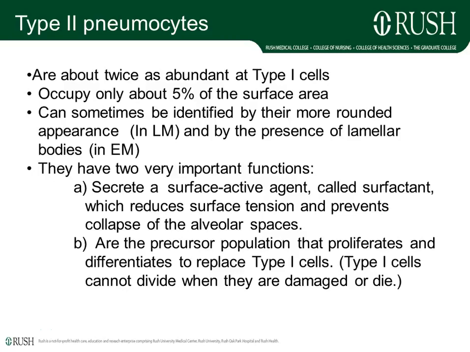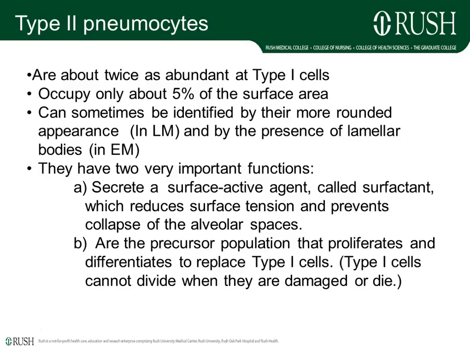Type 2 pneumocytes are actually about twice as abundant as type 1. However, they occupy only about 5% of the surface area. They can be identified by very rounded apical profiles in light microscopy and the presence of lamellar bodies if you're looking at an electron micrograph. And we do have EMs of this. I've put them all up on Entrada for you.